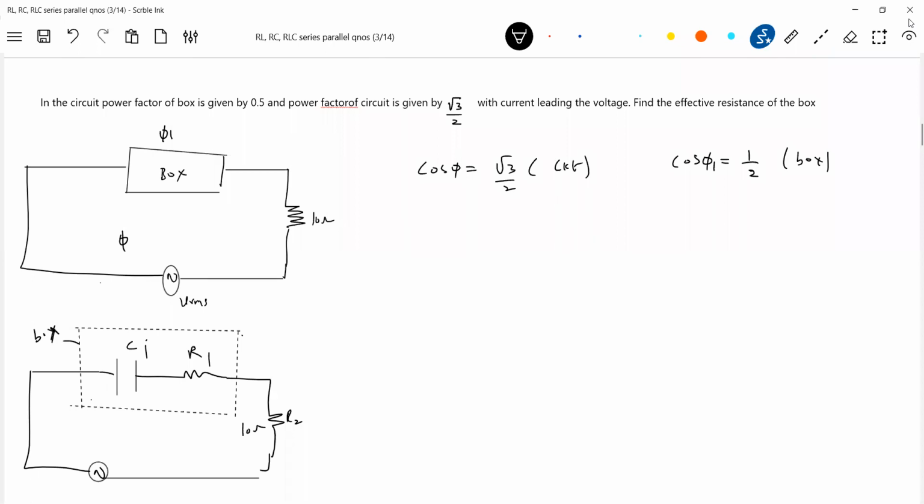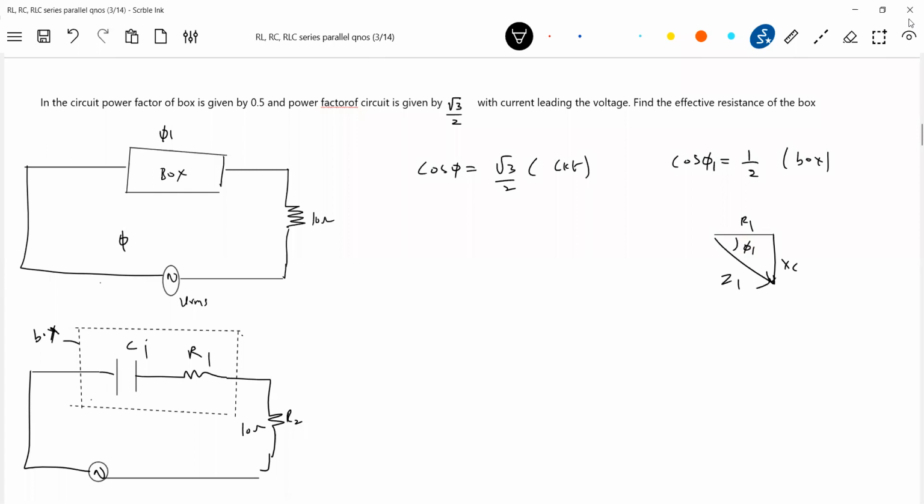I think it's all about formulas. Nothing else to do. For the box, what is cos phi? Draw the impedance triangle. How will the impedance triangle be? This is R1, XC, there's a phi 1, and this will be Z1.